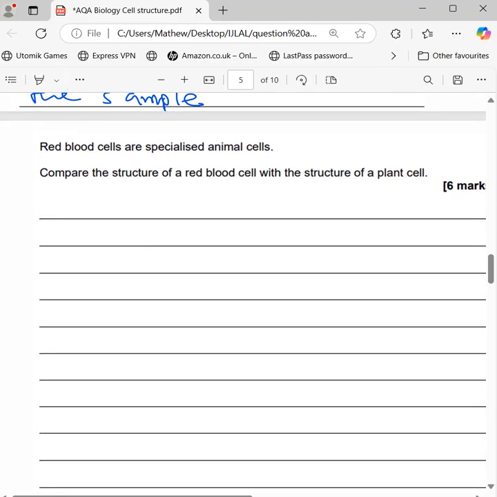Okay, moving forward, they say red blood cells are specialized cells. Compare the structure of a red blood cell with the structure of a plant cell. This is a long response question that is 6 marks. So this question is quite easy. When they say compare here, they are not asking you for the difference alone. When you are comparing something, you must look at the differences between them, and you must look at the similarities between them.